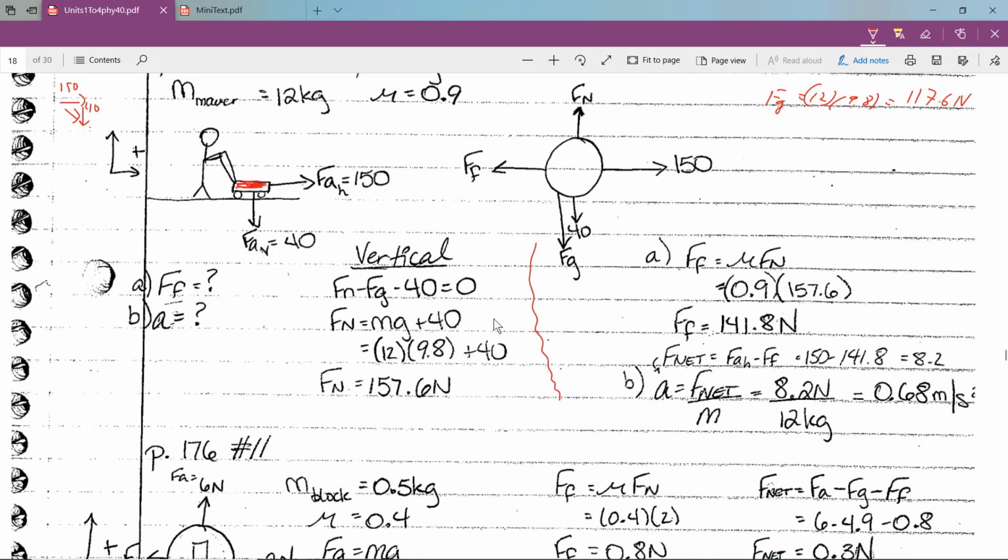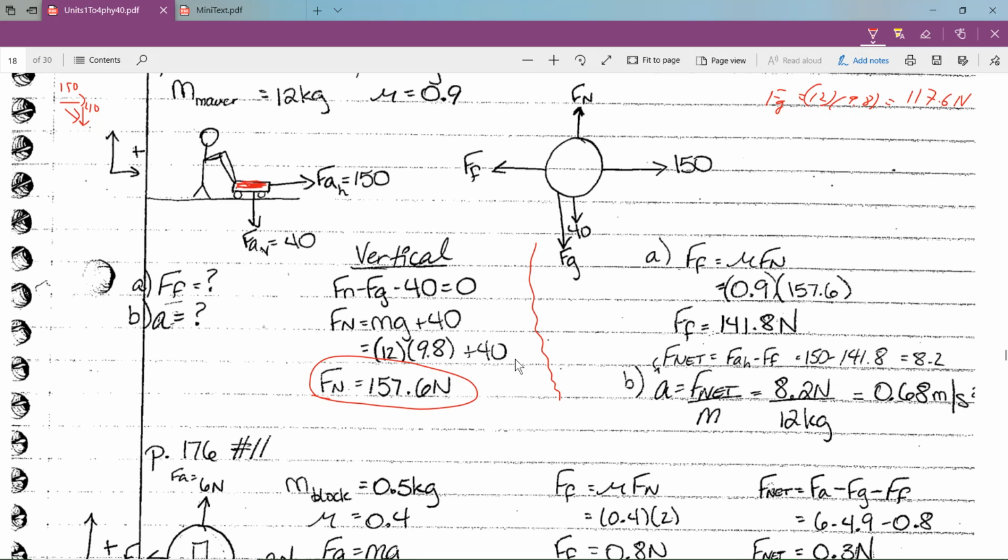So in the vertical, we have static equilibrium. You aren't lifting the lawnmower into the air. I don't know, sometimes when the grass gets really high, you do that, don't you? That's dangerous. Don't do that. So normal force is going up, and then you've got gravity, and you've got that applied vertical force by the person going down. So the normal force is going to be force of gravity plus 40. Force of gravity is mg. We already got that. 117.6 plus 40, so 157.6 newtons. So the normal force is that value.